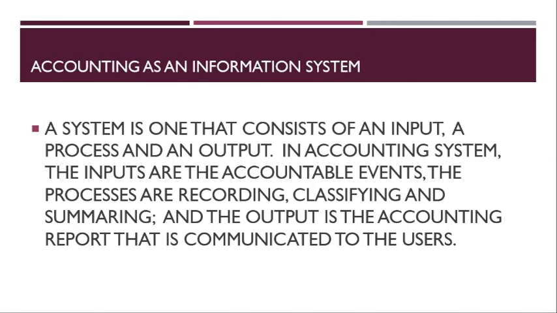And accounting as an information system. A system is one that consists of an input, a process, and an output. So in an accounting system, the inputs are the accountable events. The processes are recording, classifying, and summarizing. And the output is the accounting report that is communicated to the users.